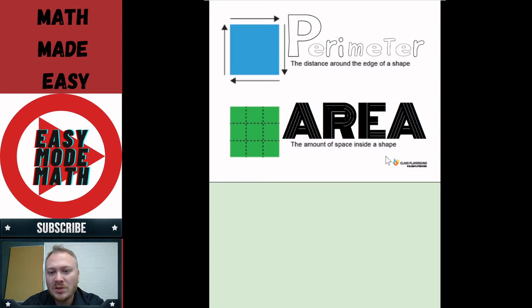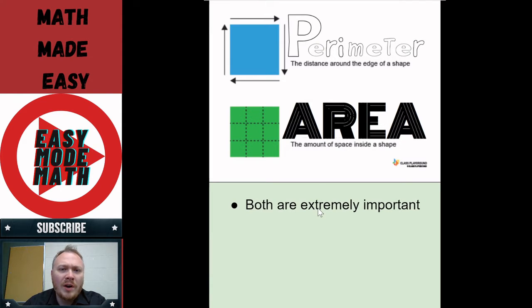Easy mode. Let's go. So perimeter and area. Perimeter is the distance around the edge of a shape. It's like the outside if you were to go around it. Okay, whereas area is the amount of space inside a shape. And you can see here that we are talking about the inside based on these dotted lines and the outside based on these lines. Both of these concepts are extremely important.